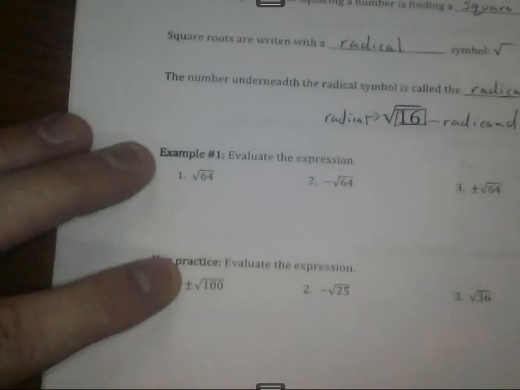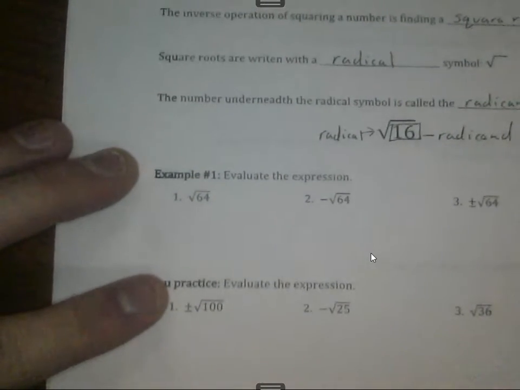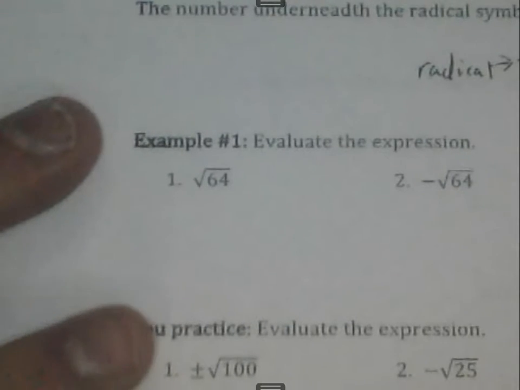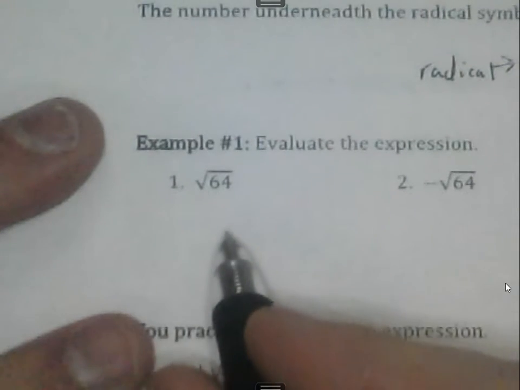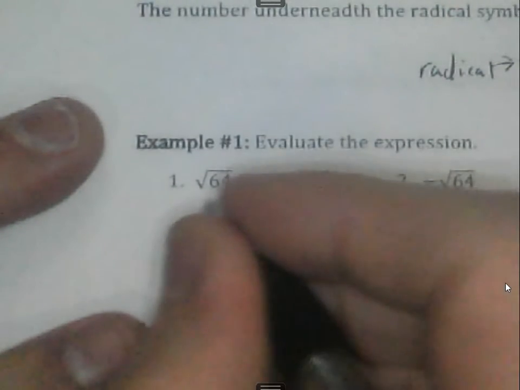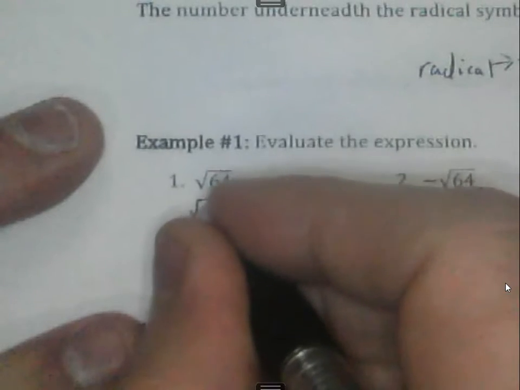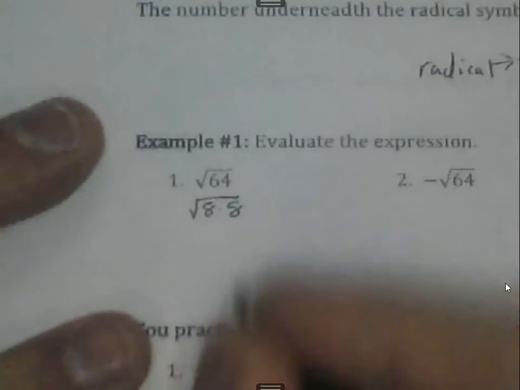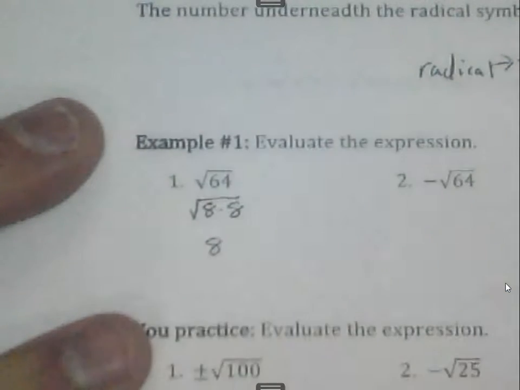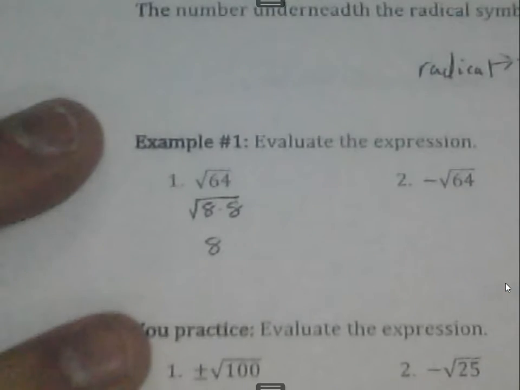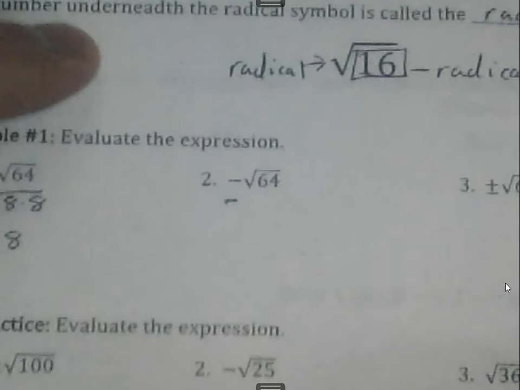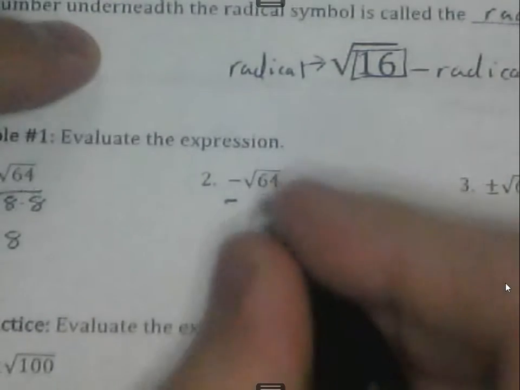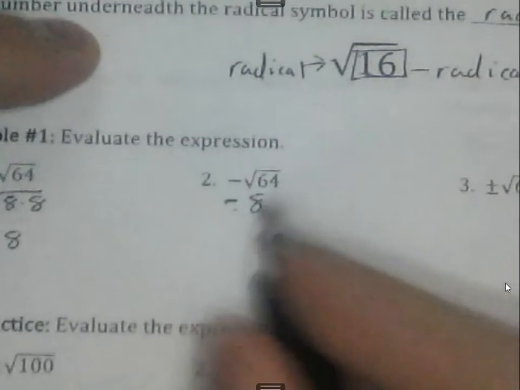All right, let's do a couple of examples. So number 1, if we look at the square root of 64, what we are doing is we are looking to see what number, when multiplied by itself, gives us 64. In this case, I know that 8 times 8 is equal to 64. So I'm going to pull out one of those 8s and drop the square root sign, so my answer is 8. On the second one, we have a negative sign. The negative sign is going to stay out front. We're going to say, hey, what's the square root of 64? That's going to be 8. So negative 8.